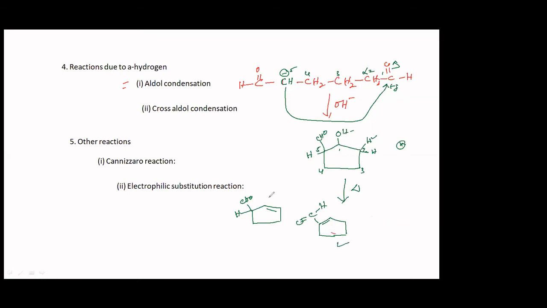Which of these two are you going to get? This one or this one? Which is the major one? That is very, very important. They might give you, yes, this is the major, because there is conjugation. Conjugated double bonds are always more stable. Two double bonds separated by a single bond. Isn't it? This is not conjugated. This is isolated. This is conjugated.